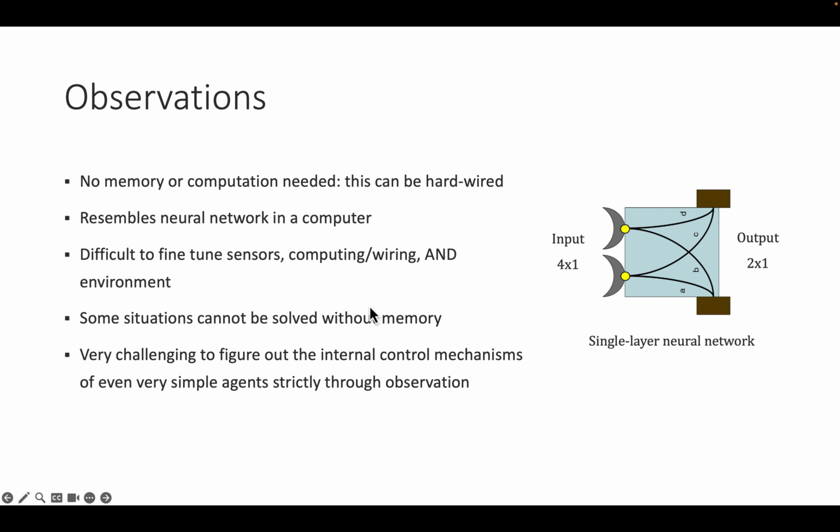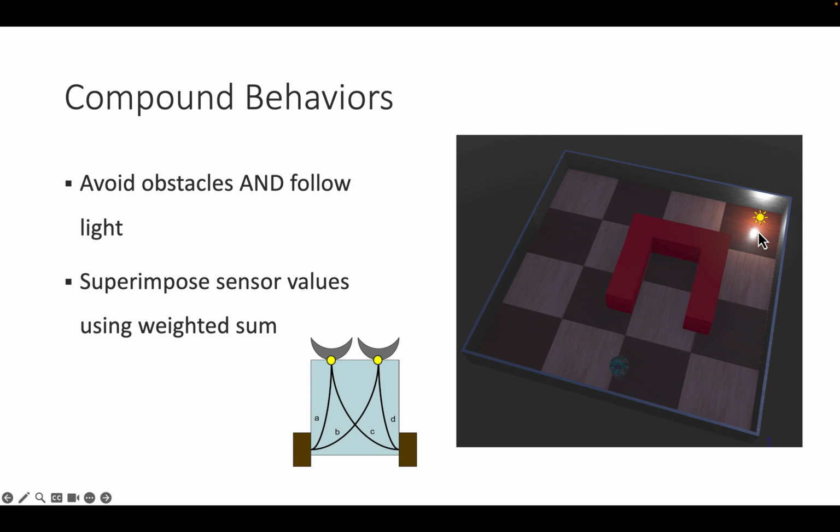Also, it is very difficult to fine-tune the sensors, the computing, the wiring, and the environment. And I say this because in Robots you can also play with the light source intensity, which completely changes the behavior that you just accomplished by tuning the parameters. So you will see environment, device physics, where the sensors are located, for example, and the program are very tightly entwined, as we showed you before.